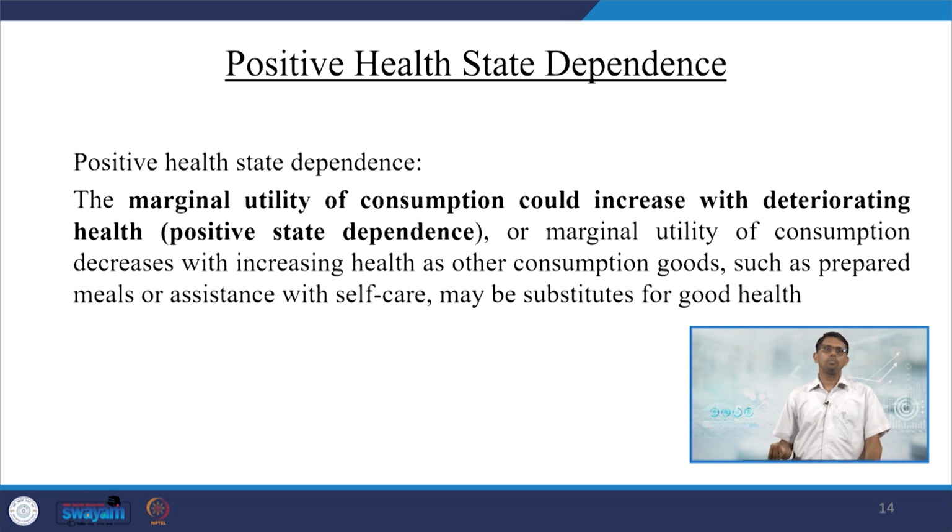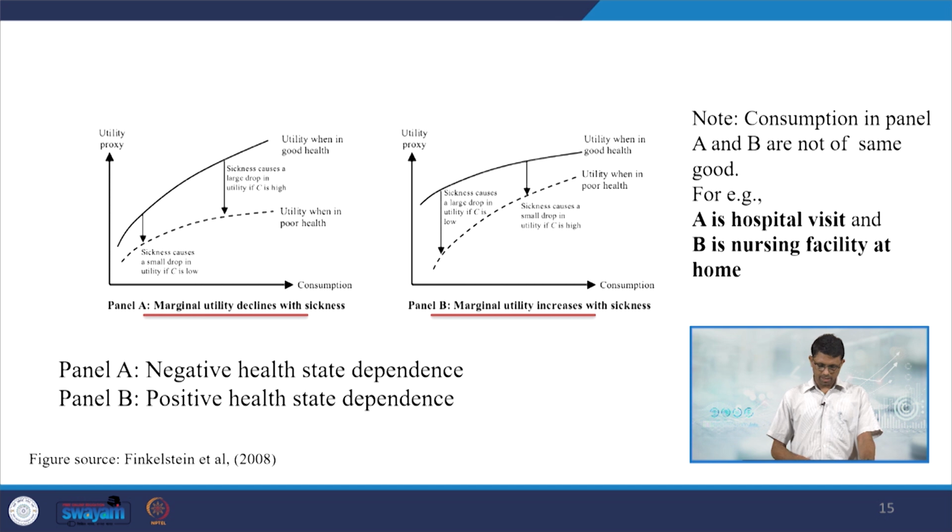Now, coming to the positive health dependence, it simply explains that the marginal utility of consumption could increase with deteriorating health. That is basically called positive health state dependence. Or the marginal utility of consumption decreases with increasing health, as other consumption goods such as prepared meals or assistance with self care may be substitutes of other health. We will clarify all sort of things here. Once again, what is called negative health state dependence and what is called positive health state dependence.